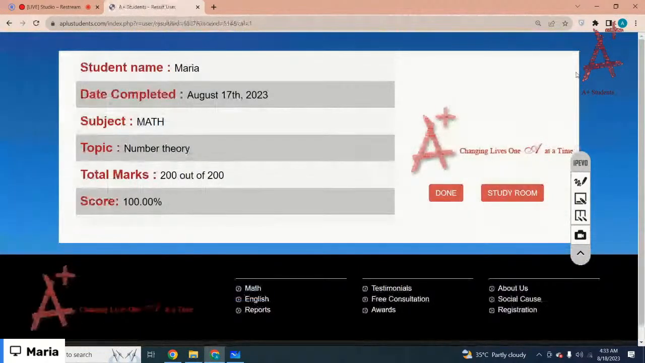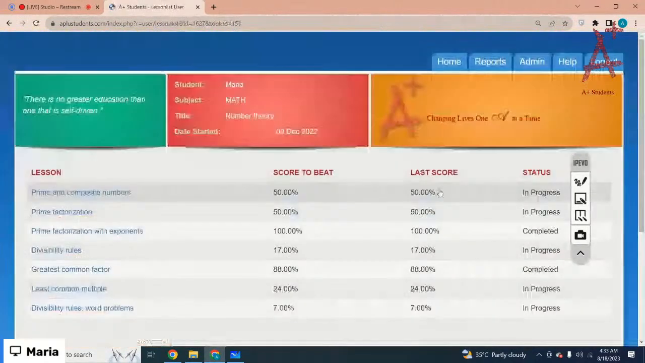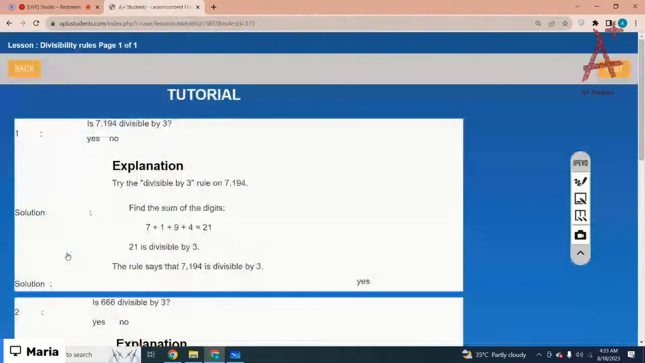Okay, we are done with the lesson. Let's start with the next lesson. The next lesson is divisibility rules.